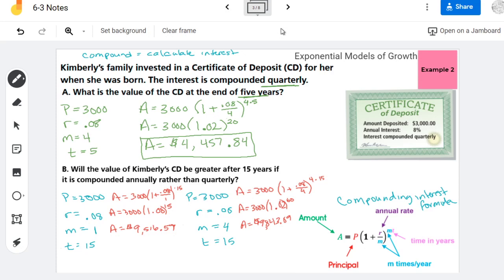So there we have it. That is how to calculate using exponential models of growth using money with compounding. Until next time.